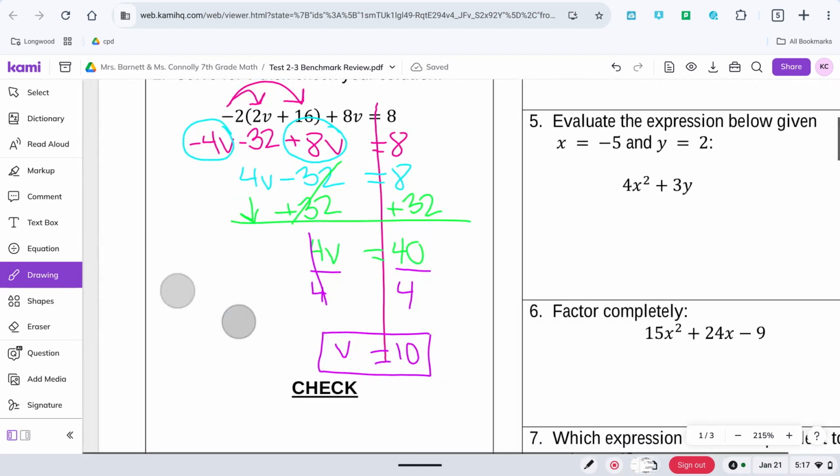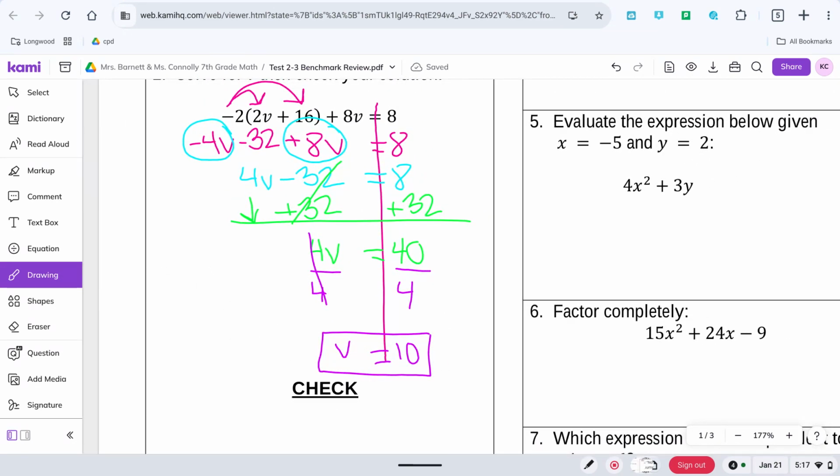Remember, the check for these is always the same. We're going to rewrite the original question. Even if the original question's a little longer than normal, that's okay. You have to write the whole thing. So negative 2 parentheses 2v plus 16 plus 8v equals 8.